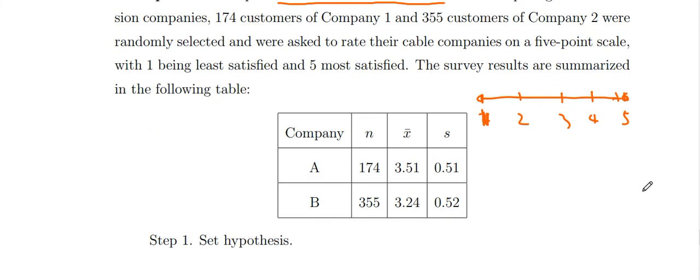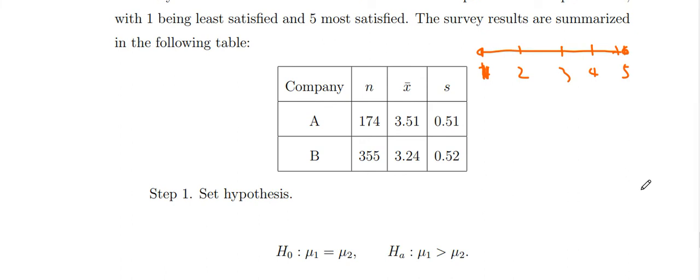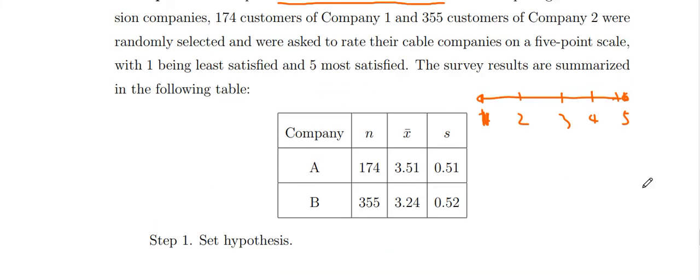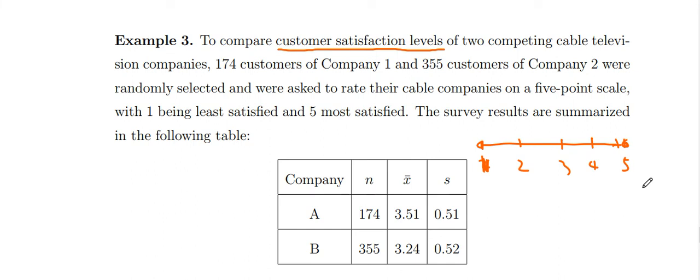Okay. So here, what we want to say is H0 is always equal. So what is HA? H0 is that the level is quite the same, like 3.51 and 3.24 are quite the same. So what is HA? HA is actually up to us.